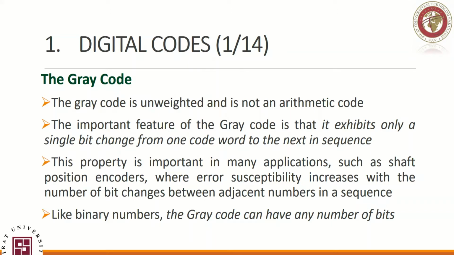Why do we need to have such a code? We have some applications in digital systems, specifically in coding, and in some cases data transmission. But in coding, especially for encoders like the shaft encoder, we have applications where the change of bits between adjacent numbers should be minimum. Adjacent numbers means, if I have a chain of numbers 1, 2, 3, 4, then between 1 and 2, I should lower the change of bits, and that is not achievable in binary.